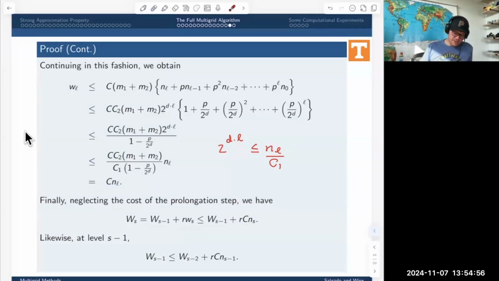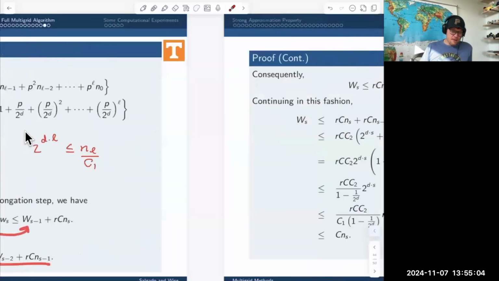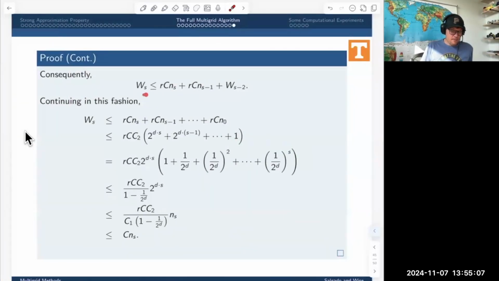And likewise at level s minus 1, this just keeps working backwards. So now we can put this cost into there, and you can see we can run this all the way back. So there's two applications of that cost. And if we keep going back, we get something which looks like this: the cost at level S for one multigrid operator, times R, times the cost at the next level, all the way down to the 0th level. So we have this common factor of R which appears in each term, and a constant that appears in each term as well.